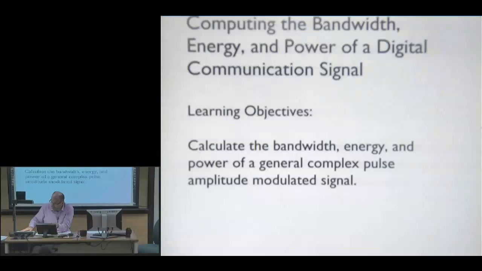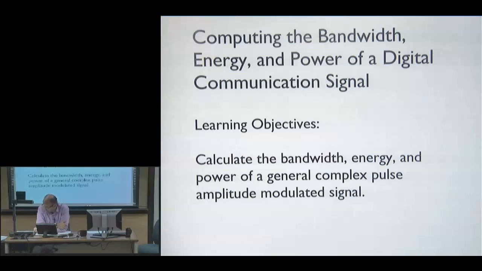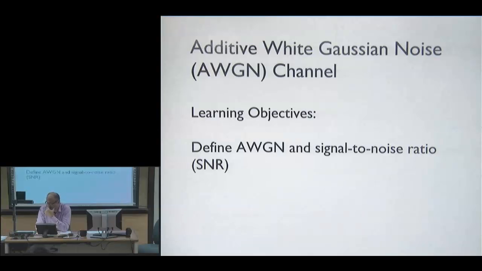Depending on how much time we have, and I was looking when I was printing out the notes today, it's like 10 pages, so it seems like this is too much. But if we get there, we will talk about how to compute the energy, power, and bandwidth of this complex pulse amplitude modulated signal. It turns out that this is not a derivation as much as a definition because of some weird properties of that signal. And then finally, if time permits, we'll introduce the additive white Gaussian noise channel. I think we won't get this far, but anyways. Okay, so that's the plan here.